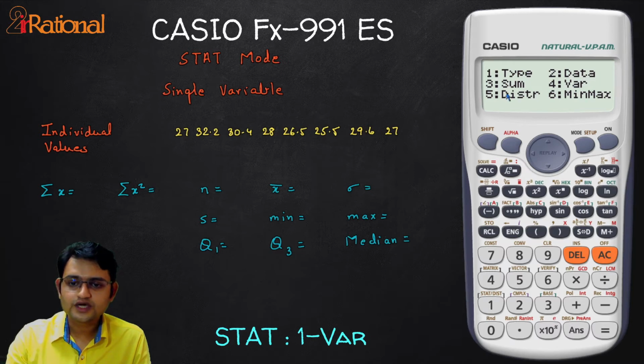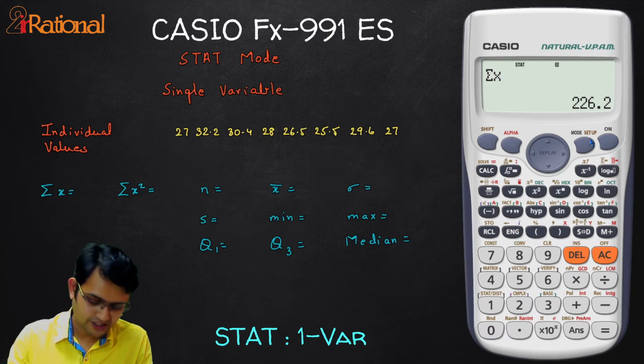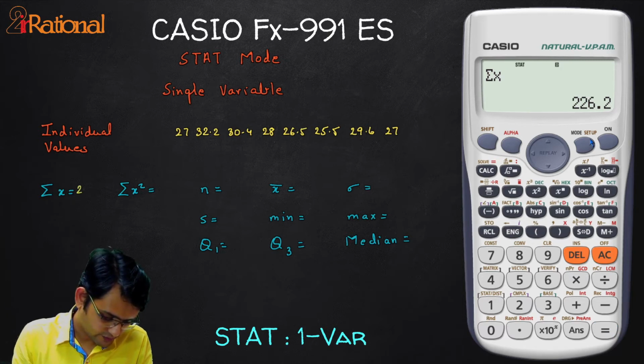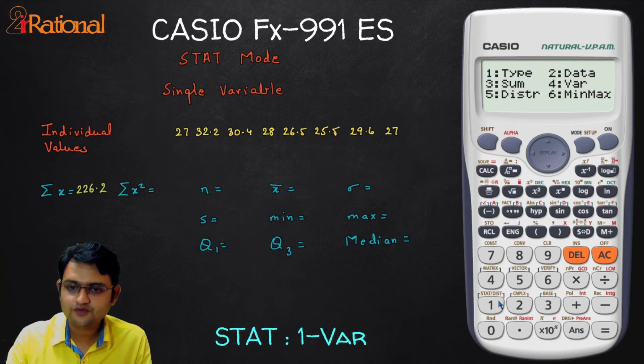You can go to the sum. If I press 3, I have an option of summation x as well as summation x square. For summation x, we'll press 2, and if I press equal to, I get my summation x. That would be 226.2. Then for summation x square, I'll go again shift 1, 3 and 1. I'll press equal to.